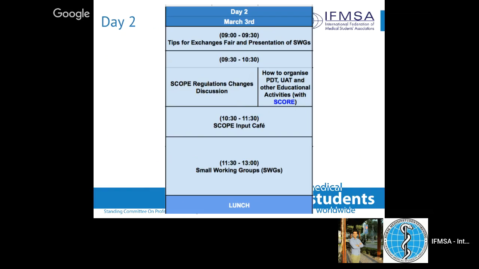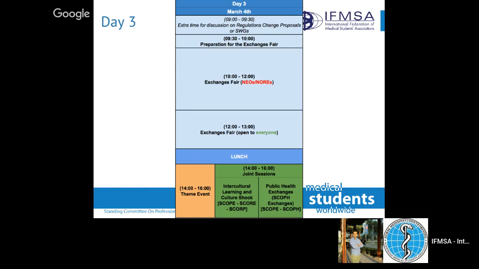And then the small working group time, of course, will be a time for you to work in the small working group. It will be divided. You will choose the topic that you prefer, and you will have 1 hour and a half to really work on this topic and discuss it thoroughly with the other members of the small working group.